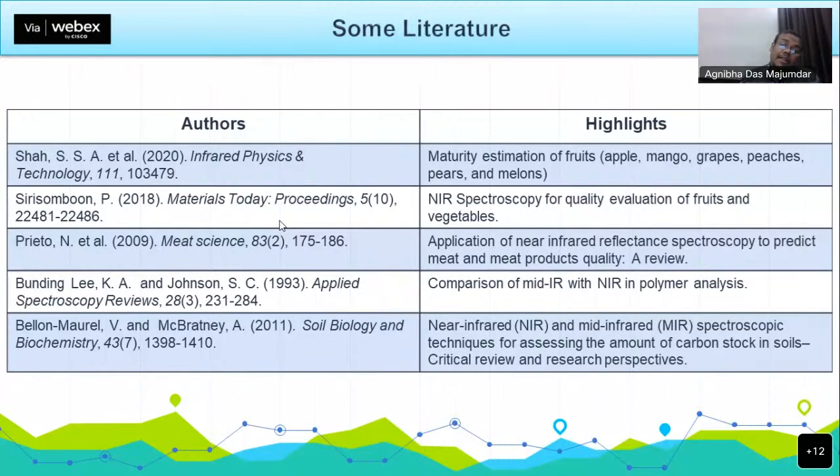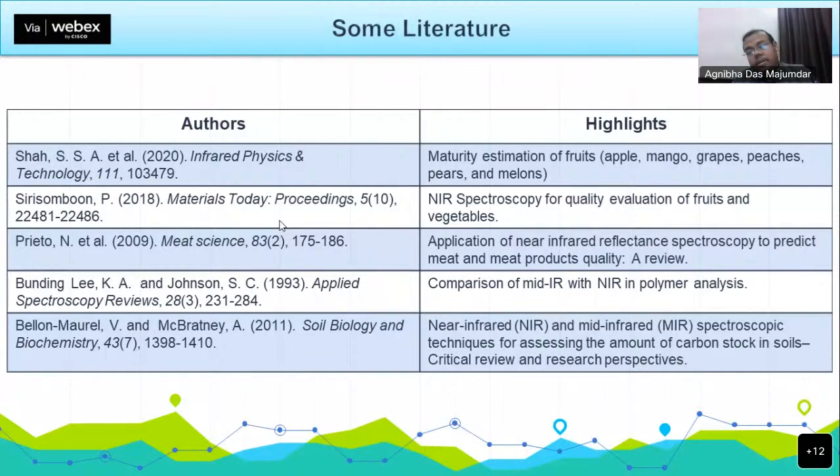So they have taken the mid-infrared region as well as the near-infrared region to check the quality of the polymers. Basically, a comparison was made, and you can follow this paper. As a result of this paper, they have told that near-infrared spectroscopy is much more useful.